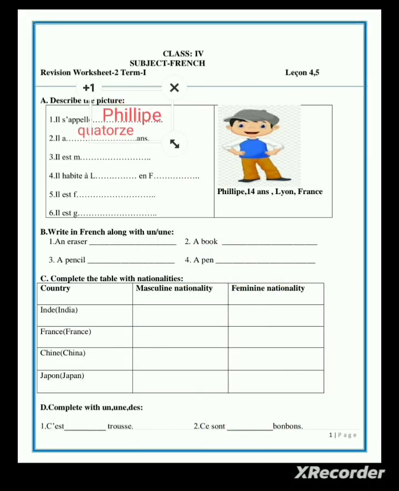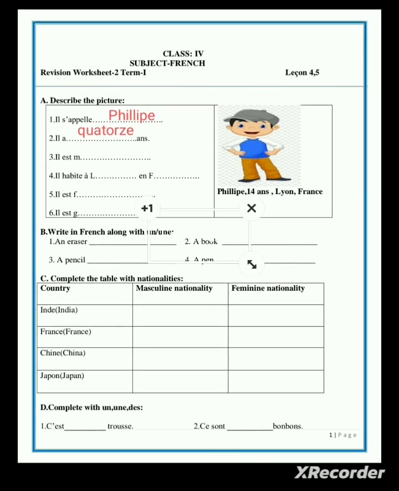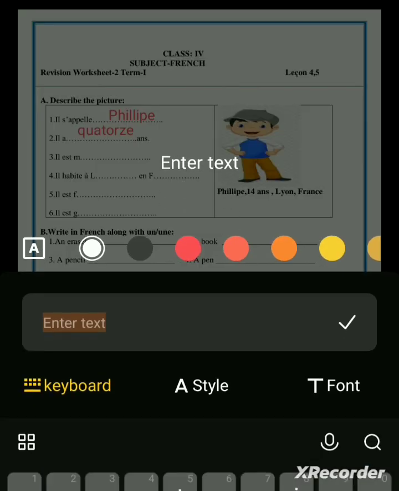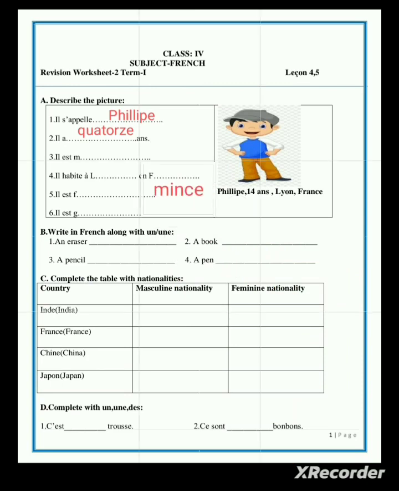Come to the third. Il est. Now you have to put a word that starts with M only. So here it's your choice. You can write he is masculine, he is thin. Thin we say mince word. So it's up to you, whichever you find easy you can put here. So I am writing here il est mince. He is thin.